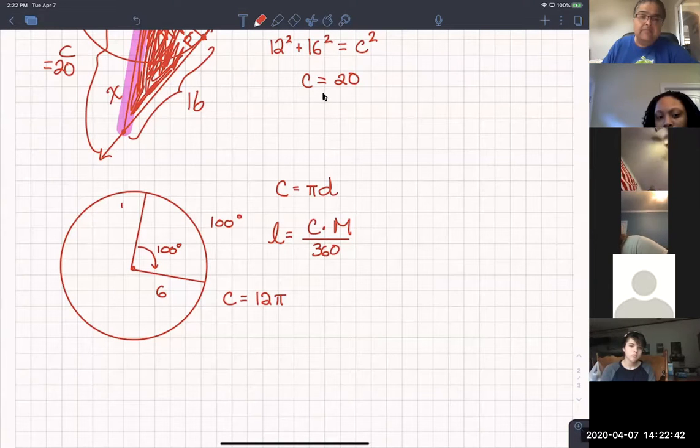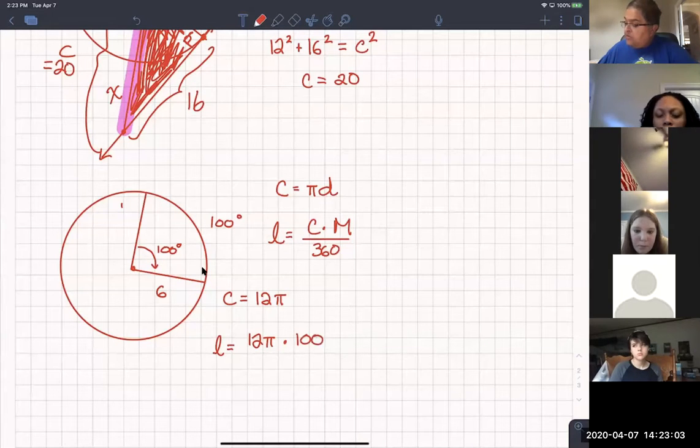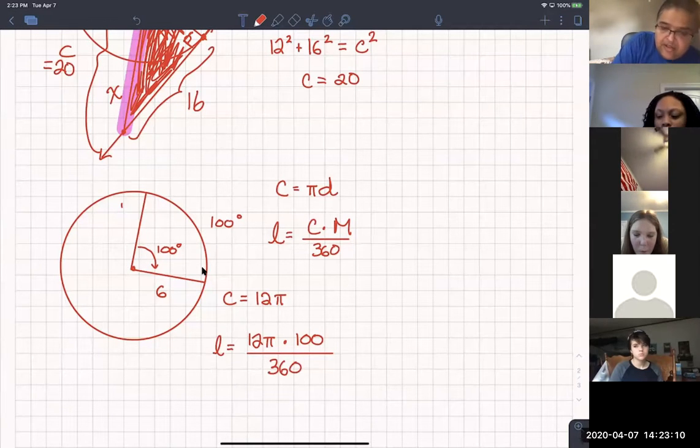Now, if the circumference is 12 pi, how do I figure out what my arc length is? So it's the circumference times the arc measure divided by 360. And you plug that into your calculator, you get a number.